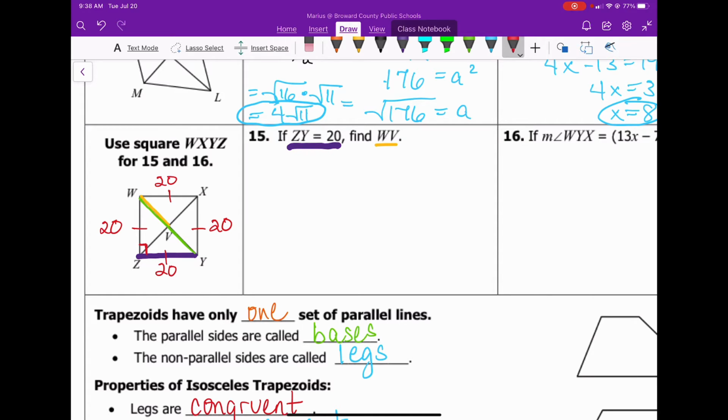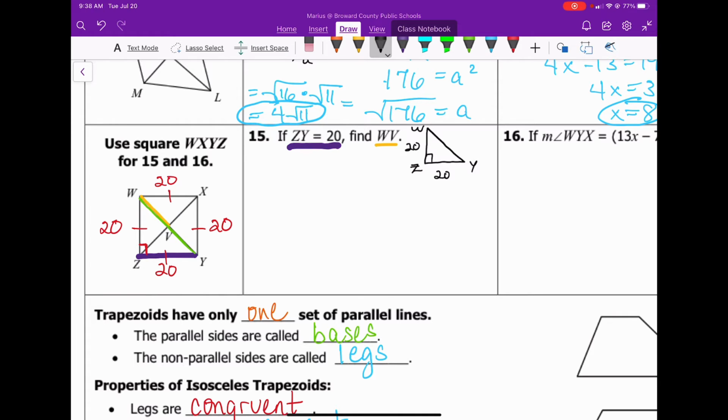There's multiple ways to solve this, but the first way we're going to do this is by looking at this bigger right triangle. So I'm going to draw it out over here to give everybody an idea of what we're looking at. This is W, this is Y, and this is Z. And we know that this is 20 and this is 20.